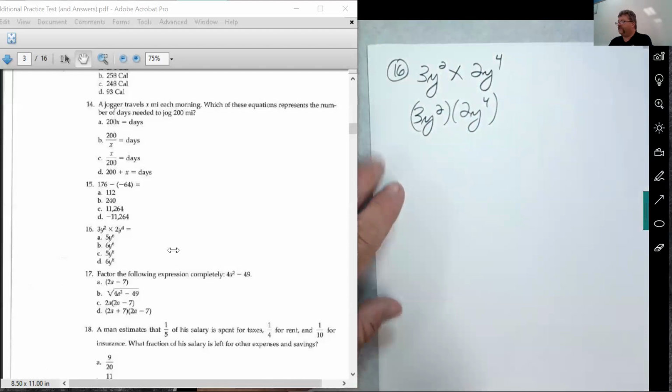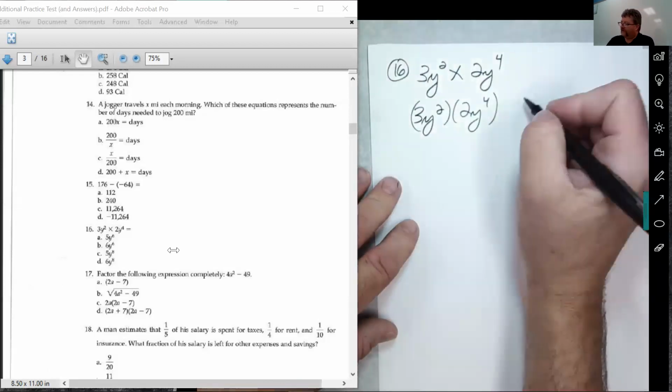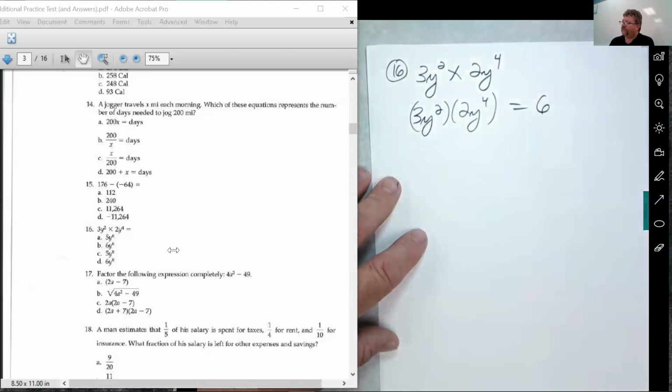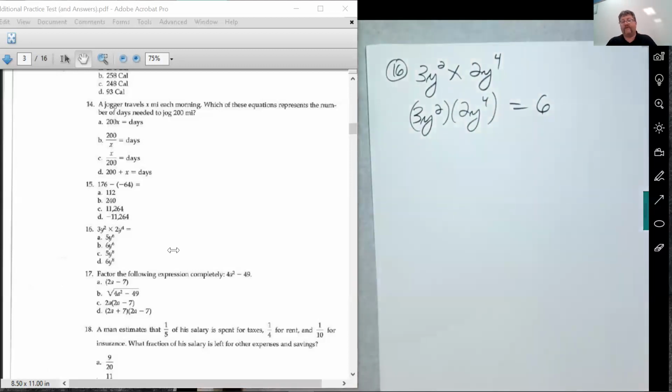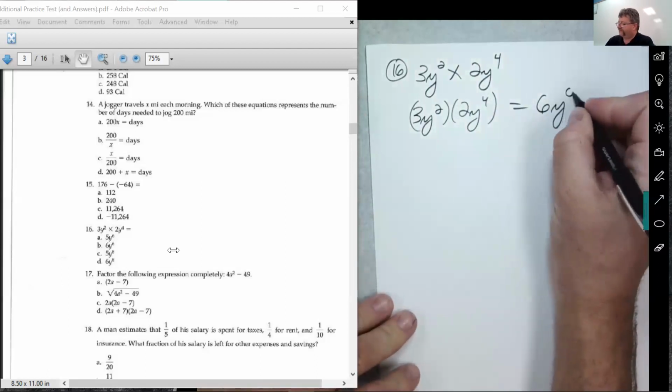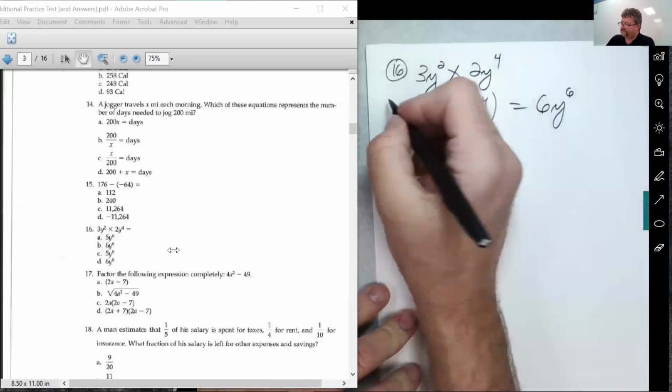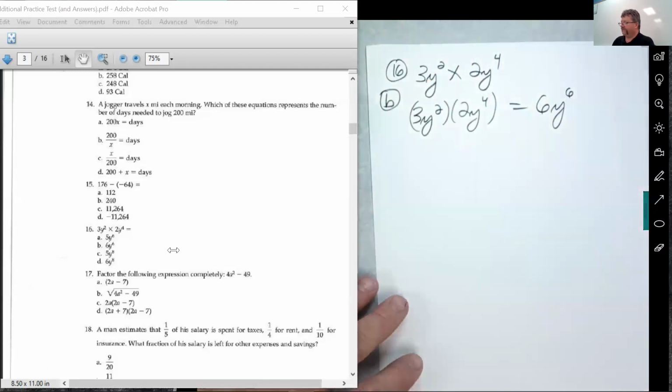But we're multiplying those two things together. I'm going to multiply the two coefficients. The 3 times 2 gives me a 6, and the y squared times the y to the 4th power. Remember, when we're multiplying variables, we add the exponents. So it becomes y to the 6th. So 6y to the 6th power. If we scope out the choices there, choice B will be our answer for 16.